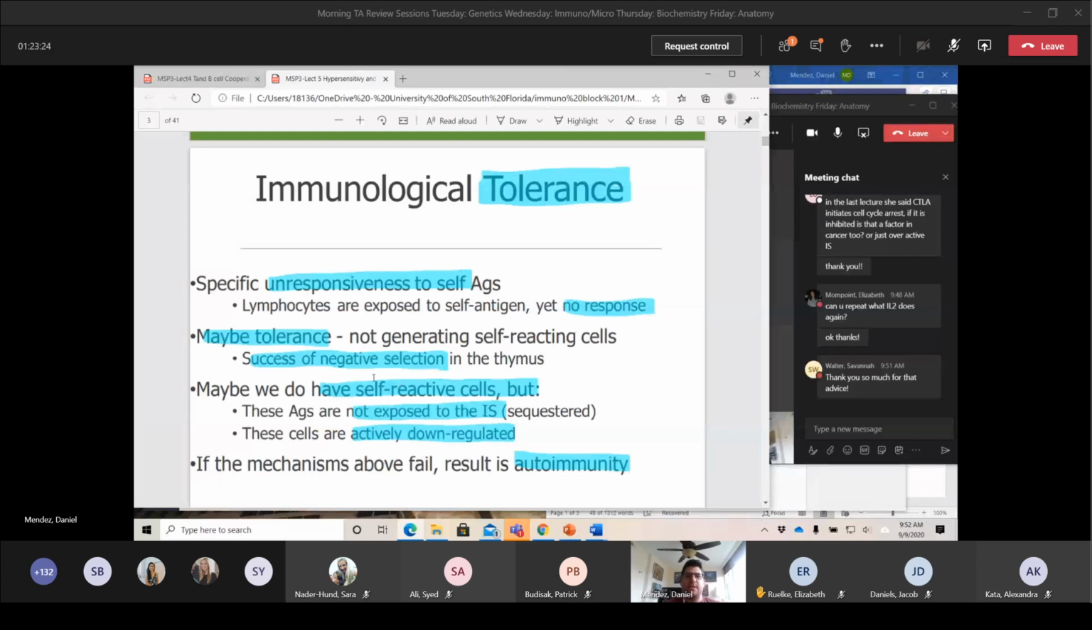So tolerance sometimes can be not generating self-reacting cells. So it's the success of negative selection. Remember, negative selection is getting rid of those cells that overreact to self. So immune tolerance is going to be protecting our body from autoimmunity. So we need to have the self-reacting cells, but these antigens are not exposed or they are actively downregulated. This is kind of how we deal with those self-reactive cells, and we'll get into that. If we have a failure of any of these mechanisms, that's when we get an autoimmune disorder. So that autoimmunity can be from the lack of negative selection or the lack of the cells that present those self-antigens or the lack of downregulation. So we have those three mechanisms right there which can induce autoimmunity.